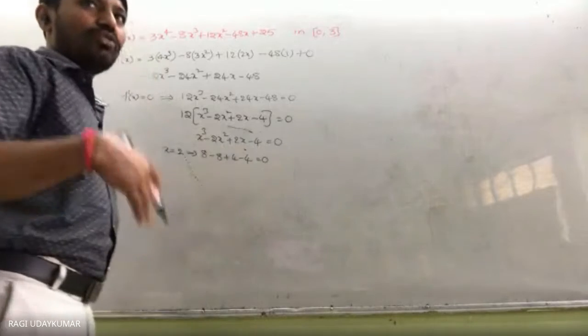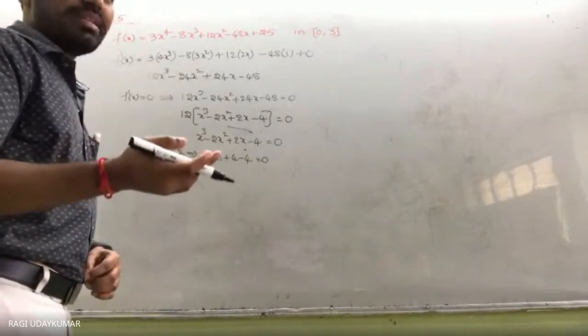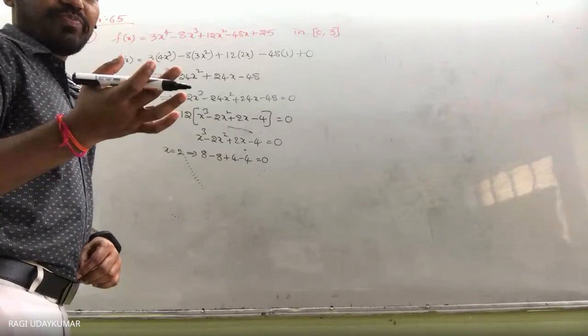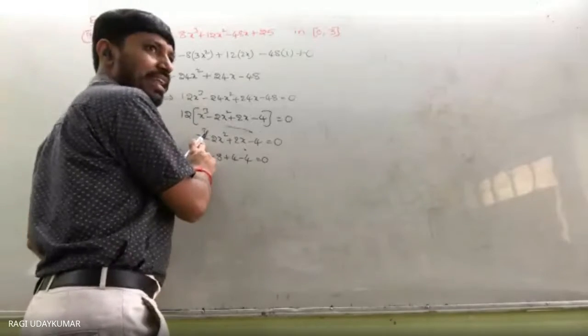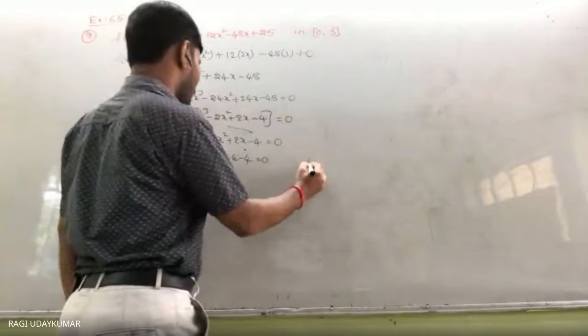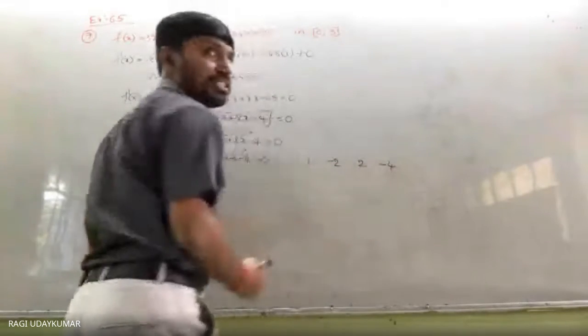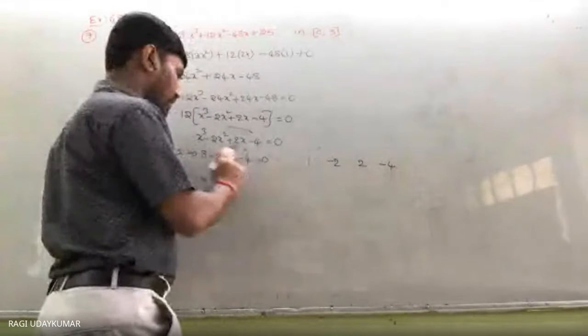एक फैक्टर आ गया, दूसरा 2 फैक्टर कैसे डिवाइड करना है? सिंथेटिक डिवीजन मेथड, शॉर्टकट मेथड विल बी देयर. डू यू रिमेंबर सिंथेटिक डिवीजन मेथड? सिंथेटिक डिवीजन मेथड में क्या करना है ना, x इक्वल टू 2, 0 आ गया ना, इसका कोएफिशिएंट्स ले लो 1 minus 2 plus 2 minus 4, only coefficients in the order only.